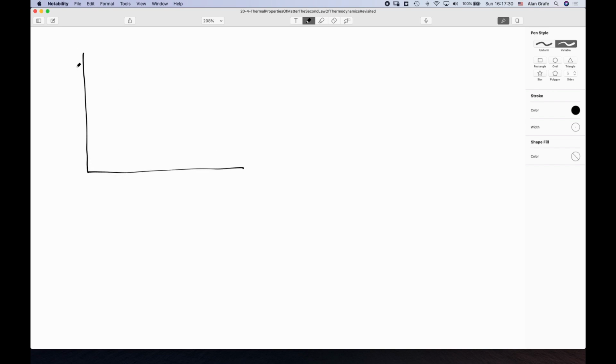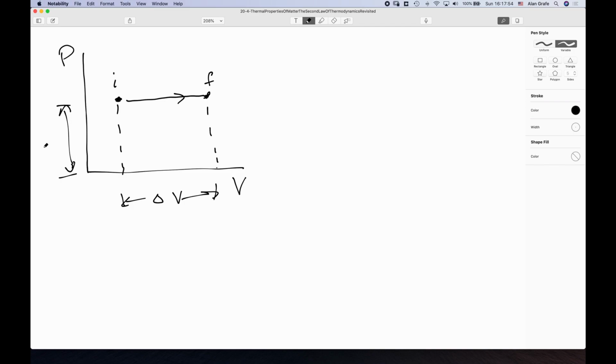So if in the example there we had a power stroke, so it was an expansion, we would have started here and finished there. And this distance here is delta V. That height there is P. So this is P delta V right here. So the work done is equal to the area under the curve.